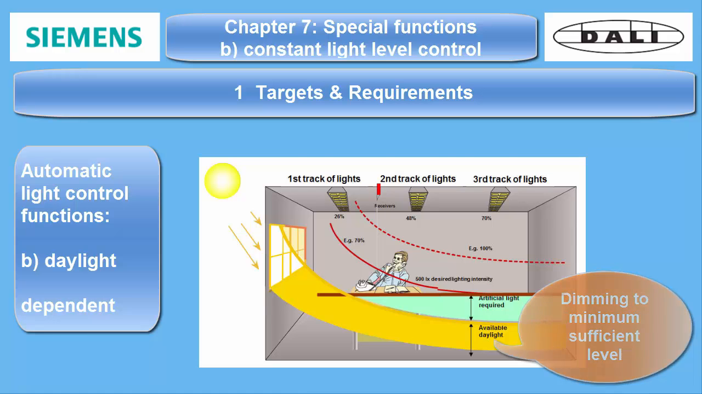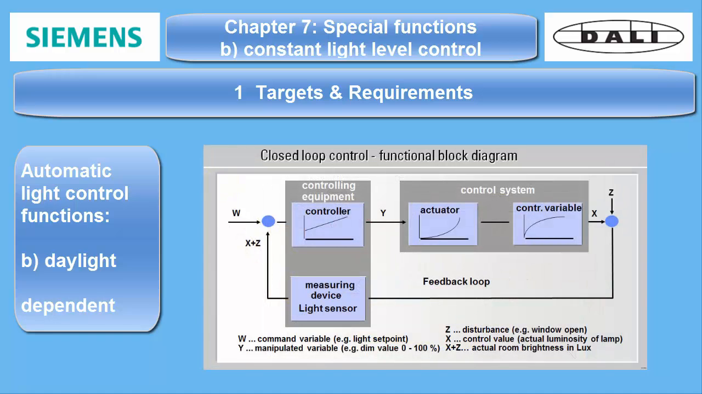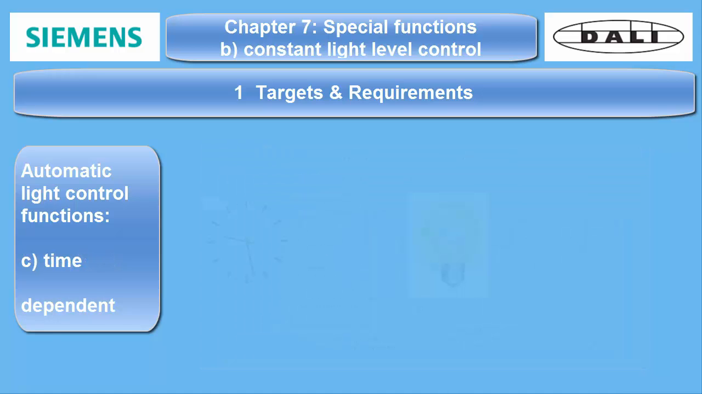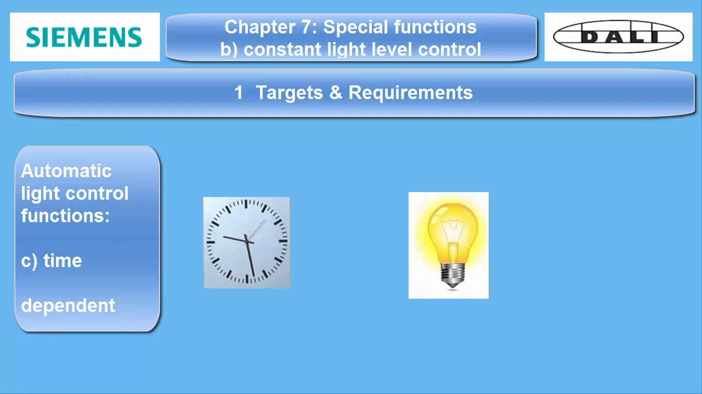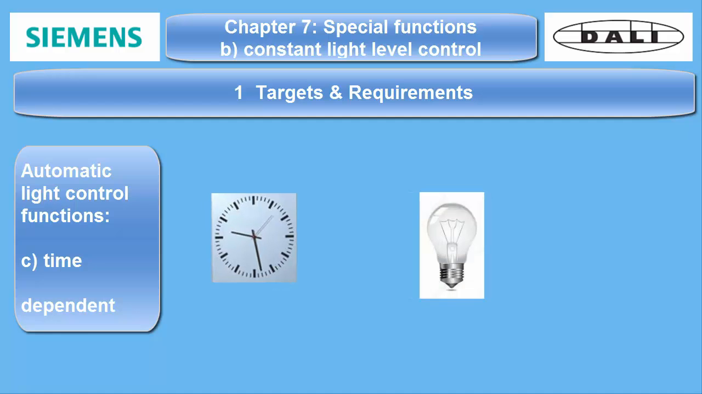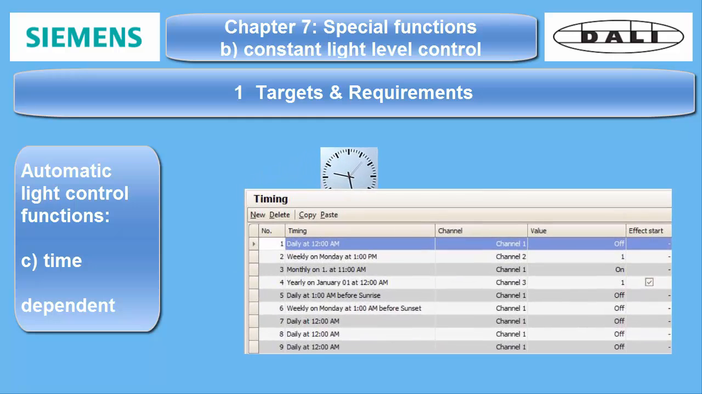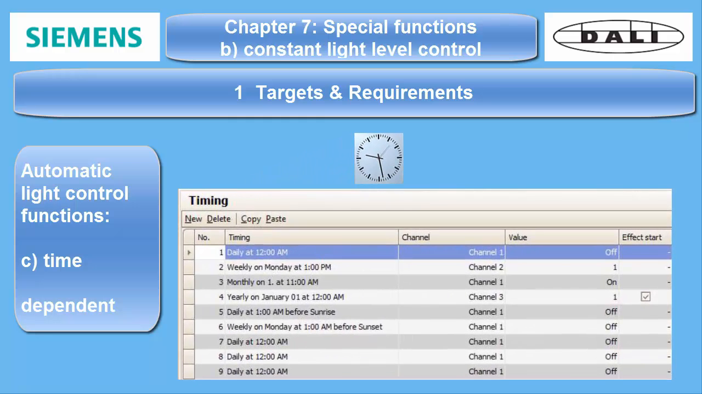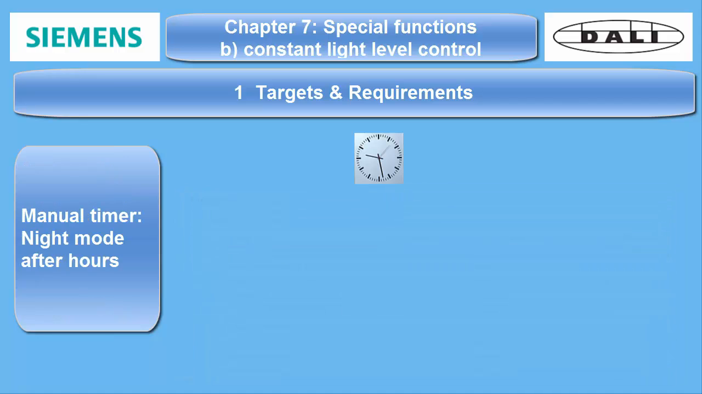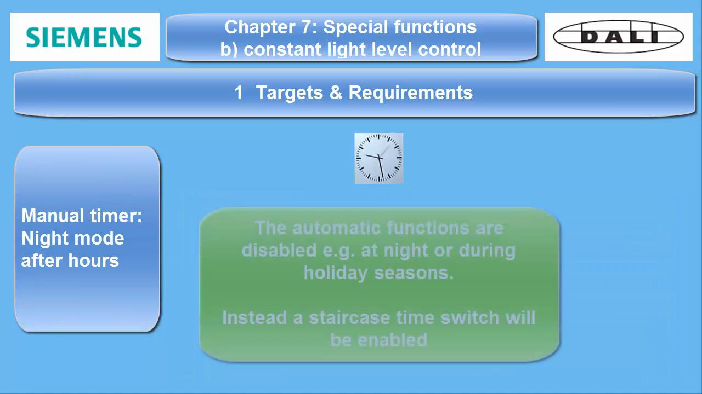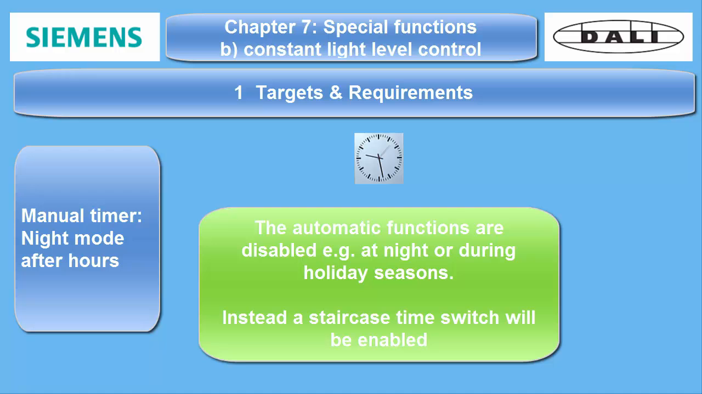This requires a closed-loop light level control. C. Lock the comfort operation during times of absence to the after-hours mode. This is done by a scheduler. After hours, also called night mode, means time and level controlled manual switching.